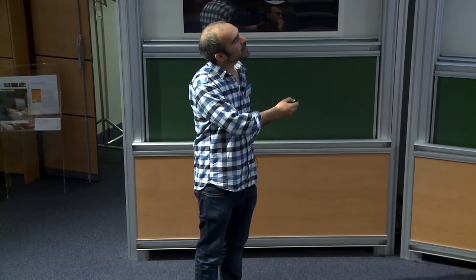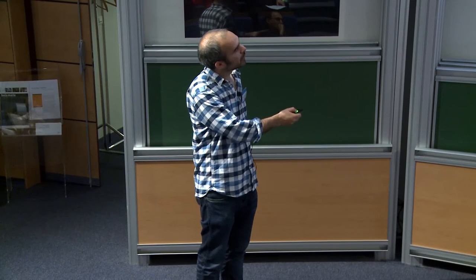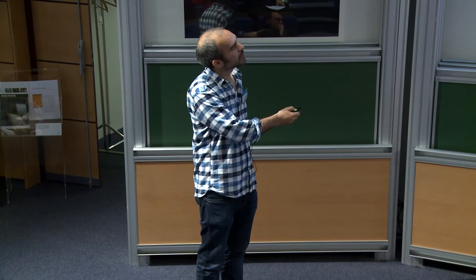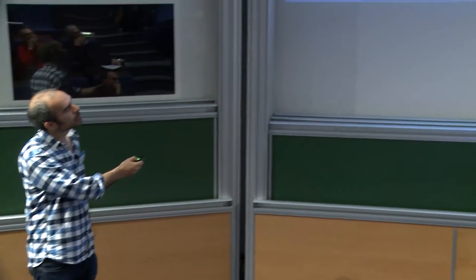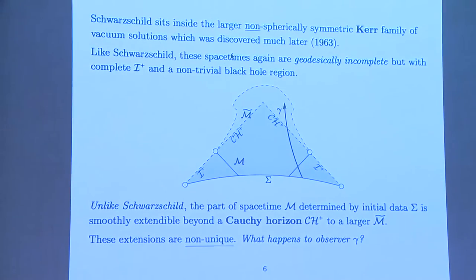So you might say this is much better than Schwarzschild. It's much better to not blow up than to blow up, right? And it's certainly much better from the point of view of this observer here. This observer sails past this Cauchy horizon, presumably into some extension. We just don't know what the extension is.